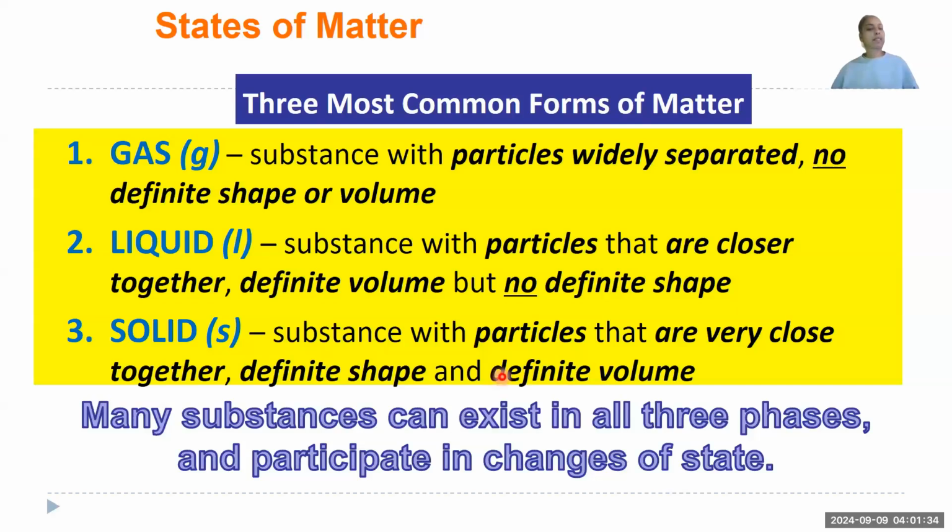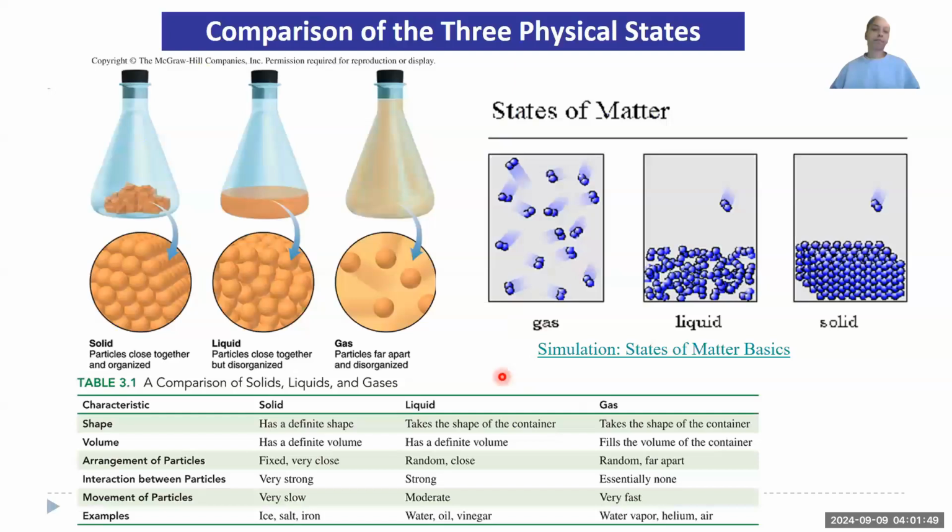Solids are substances where their particles are very, very close together. They have a definite shape and a definite volume, right? Many substances can exist in all 3 of these phases, and they participate in changes of state. So here are some models that we can take a look at where we can identify differences between a solid, a liquid, and a gas.